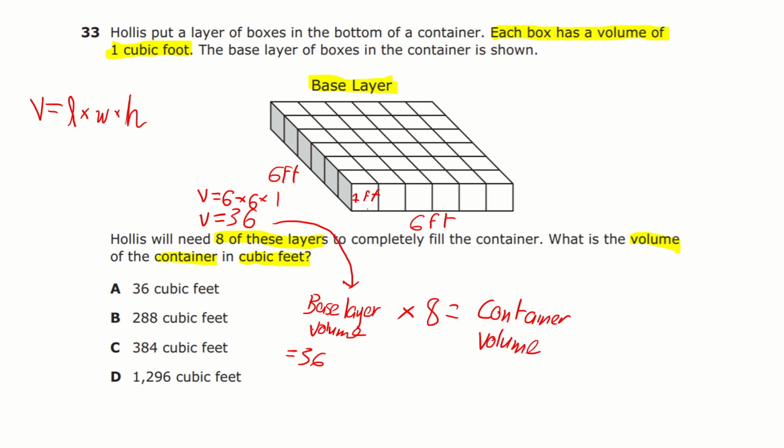So 36 is the base layer volume. Multiply that by 8 to get 288 feet cubed. I forgot to write feet cubed. So 36 times 8 is 288 feet cubed. And as you can see, that is answer choice B. So B is the correct answer.